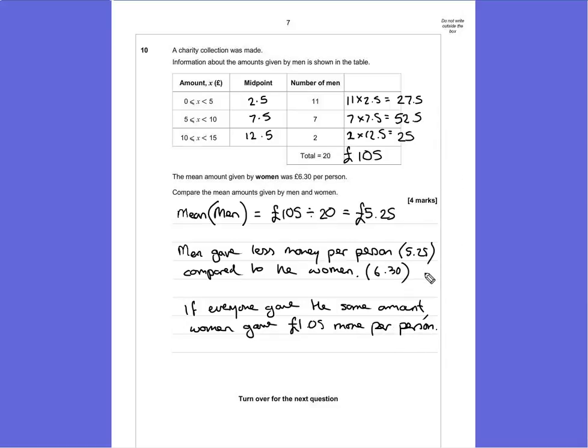It doesn't hurt to add a little bit more of a comparison in questions like this, just to make sure that you've covered everything that the examiner would be looking for. With the calculations above for your correct midpoint values, your correct total and your correct mean with a solution, that should be enough for 4 marks.